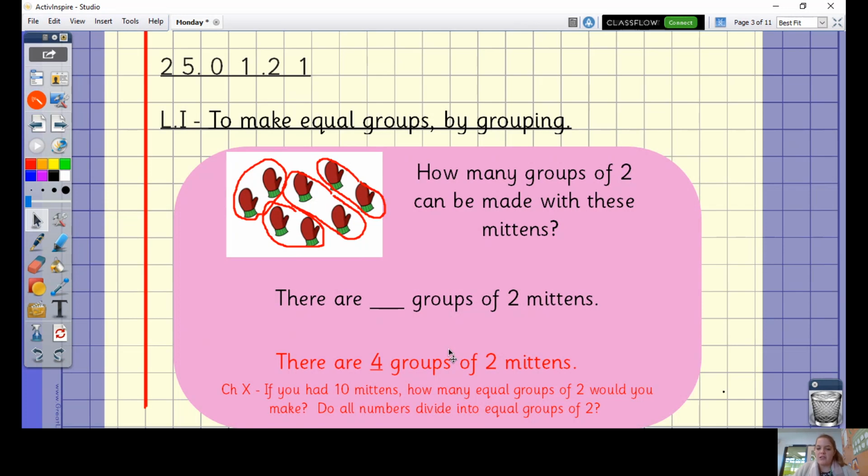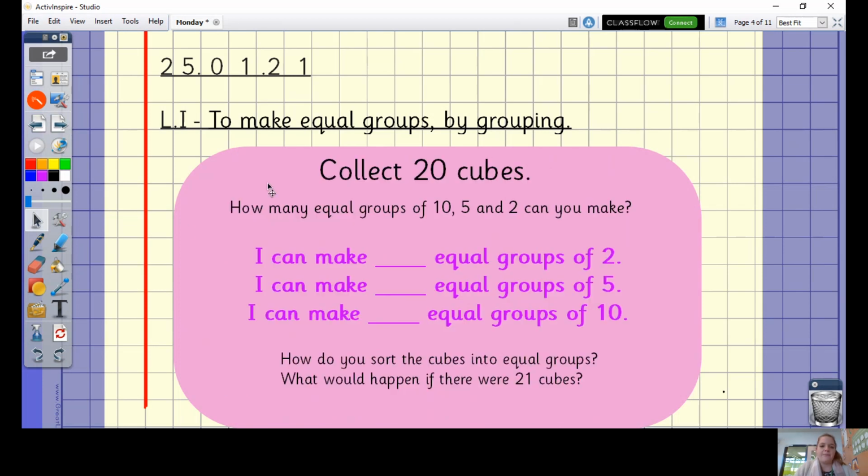Okay, and then the last question to think about is, do all numbers divide into equal groups of 2? So if I had 3 mittens there, would that divide into equal groups of 2? Okay, and the answer is no. Only even numbers, only those numbers we can divide by 2, or we can halve equally, we can divide into equal groups of 2.